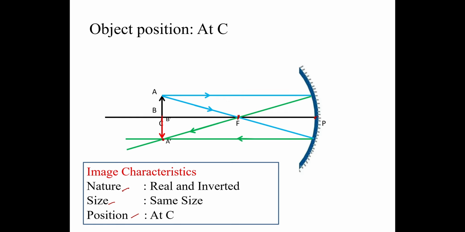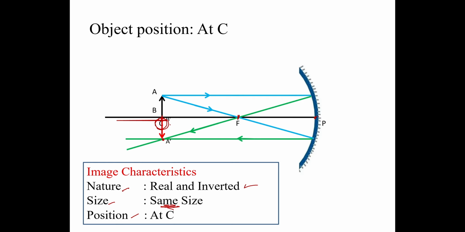Yes, since the image is formed in front of the mirror, it is real and inverted. Now when you compare the image size with the object size, both are same. So image size is same. Now what is the position? Where are you getting the image? You are getting the image at C. This is the point at C. This is the point where you are getting your image.